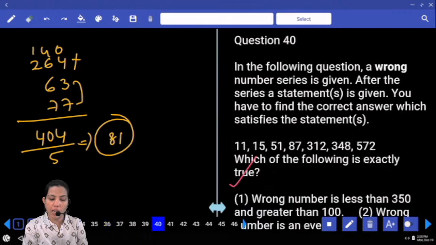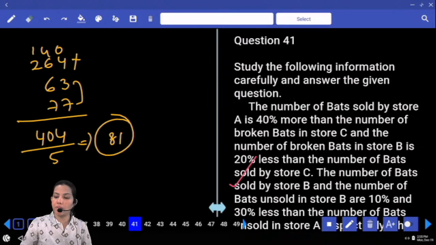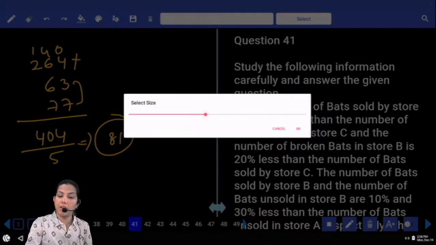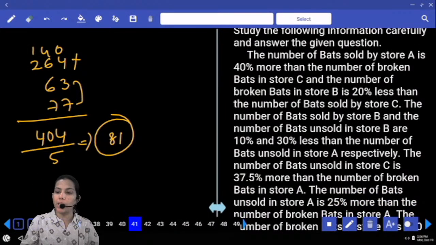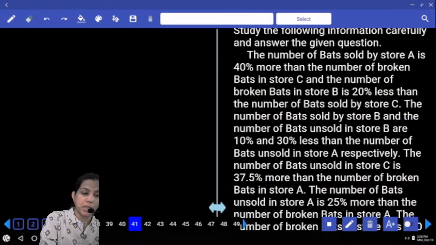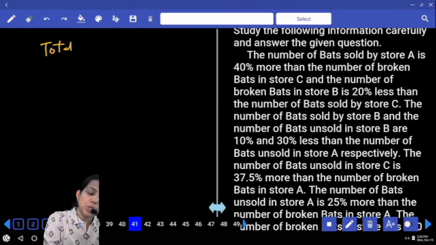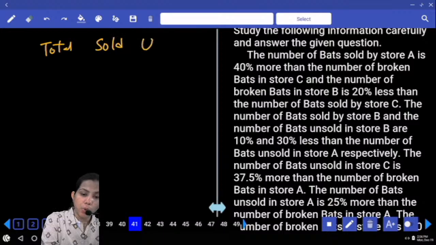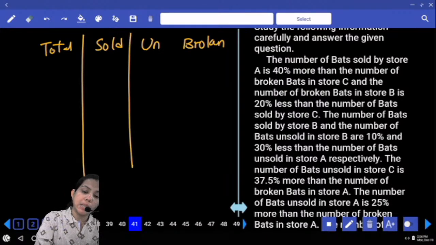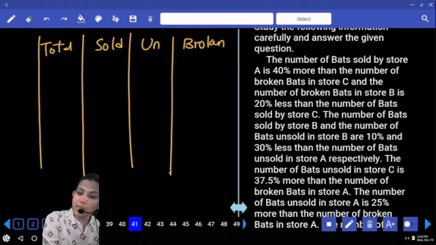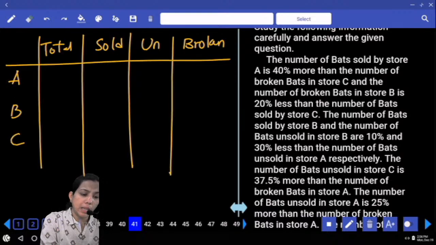Next, 36 to 40 are the wrong number and question combination. Next, question number 41. The number of bats sold by store A is 40% more than the number of broken bats sold in store C. If you look at the whole passage, it is total bats, sold bats, unsold bats and broken bats combination across 3 stores: A, B and C.